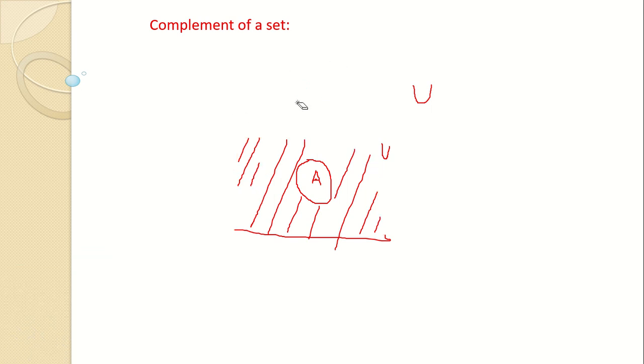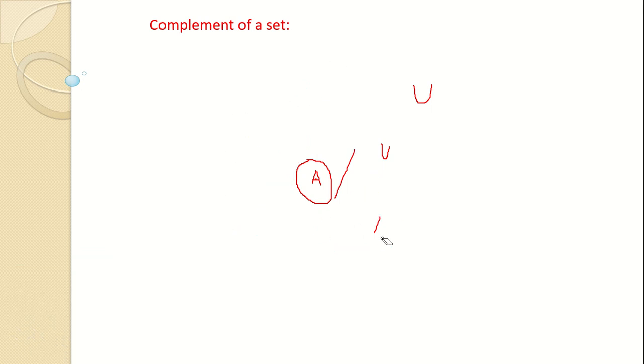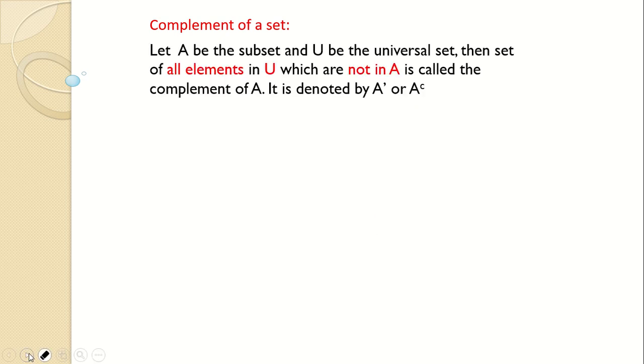Let us try to understand the definition of it and see if you can follow. Let A be the subset and U be the universal set. Then the set of all elements in U which are not in A are called the complement of set A. It is denoted by A complement. This is how the sign is made: a small C on top of A.